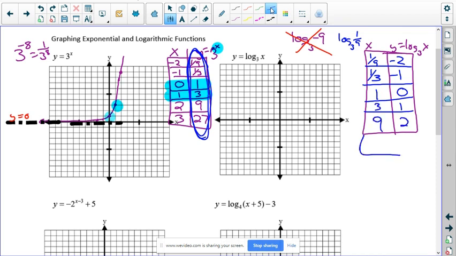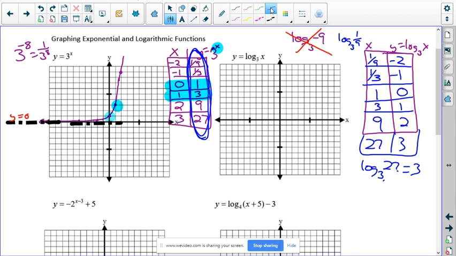I probably could have put 27, 3, because log base 3 of 27 is the power that it takes to go from 3 to become 27, which is 3. But between these two tables, you should notice that the x and the y values are just reversed, which means that these two functions are inverses of each other.